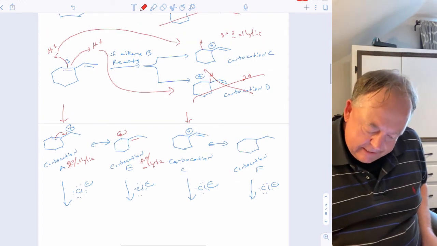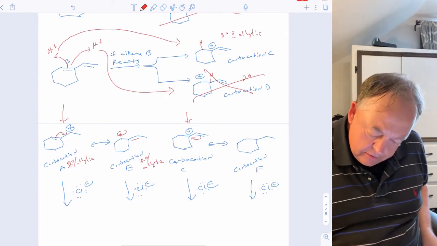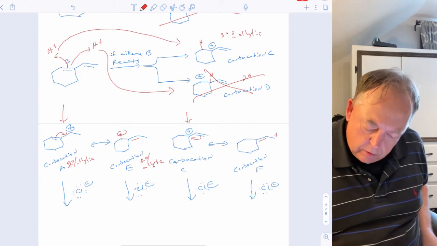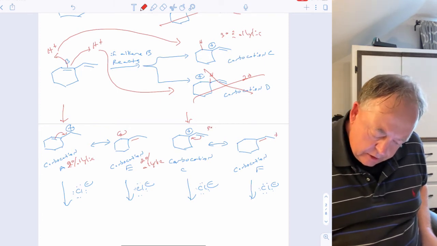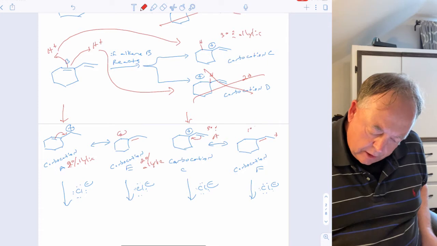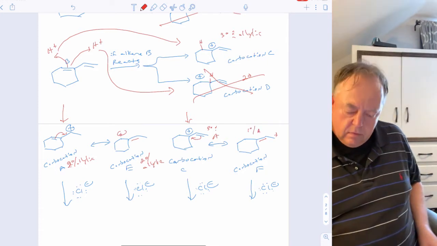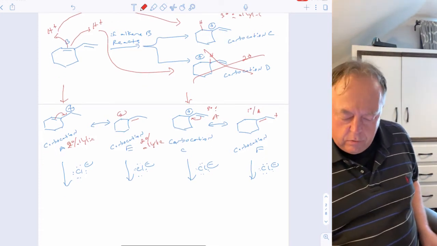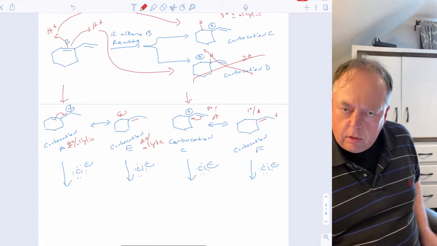And for carbocation C, we would take the double bond and move it here. And the carbocation goes there. So this is tertiary and allylic, and this is primary and allylic. Okay, so now we want to put the Cl on each of the carbocations.